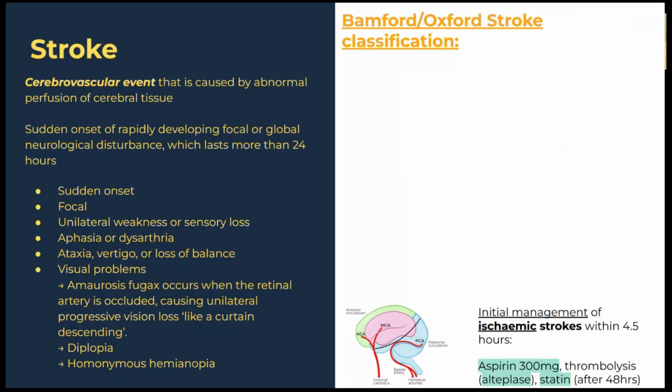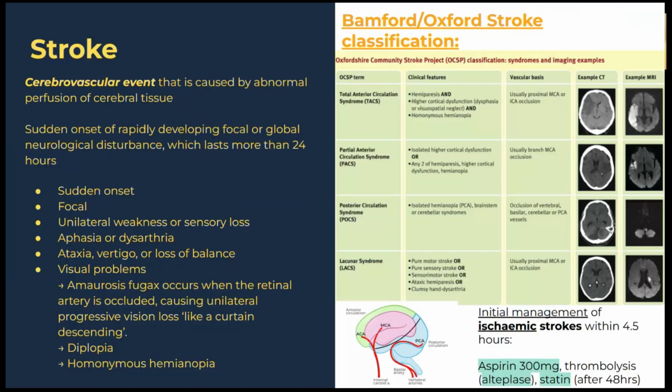Sudden onset, focal, unilateral weakness or sensory loss. You get aphasia or dysarthria, ataxia, vertigo, loss of balance, visual problems like amaurosis fugax, when the retinal artery is occluded, which is like a curtain descending. You can get diplopia or you can get homonymous hemianopia. You don't have to have all of these features. It's just a few that are possible.